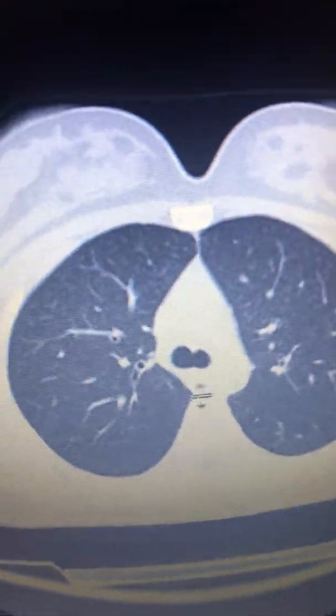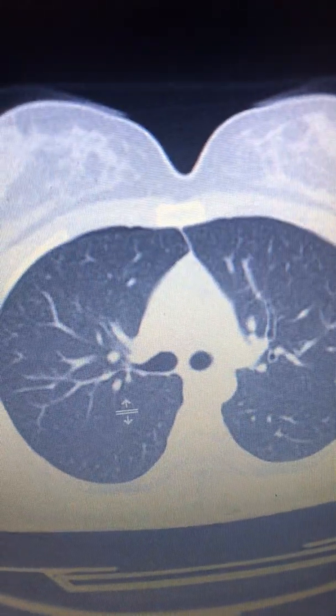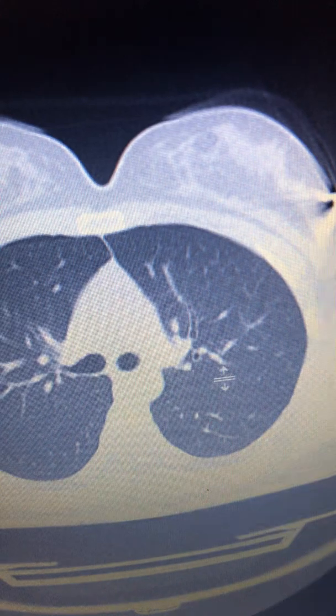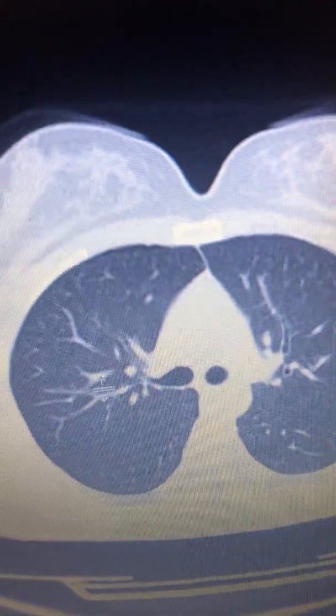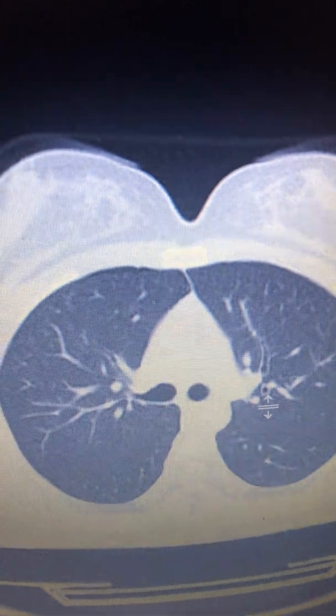I'm going to go on going downwards. There are so many bronchi and vessels. They are prominent because there is an ongoing bronchitis.